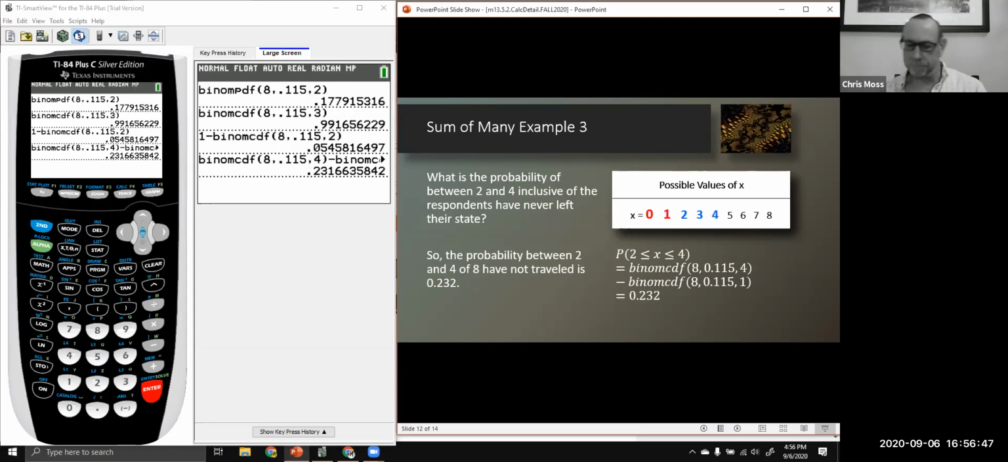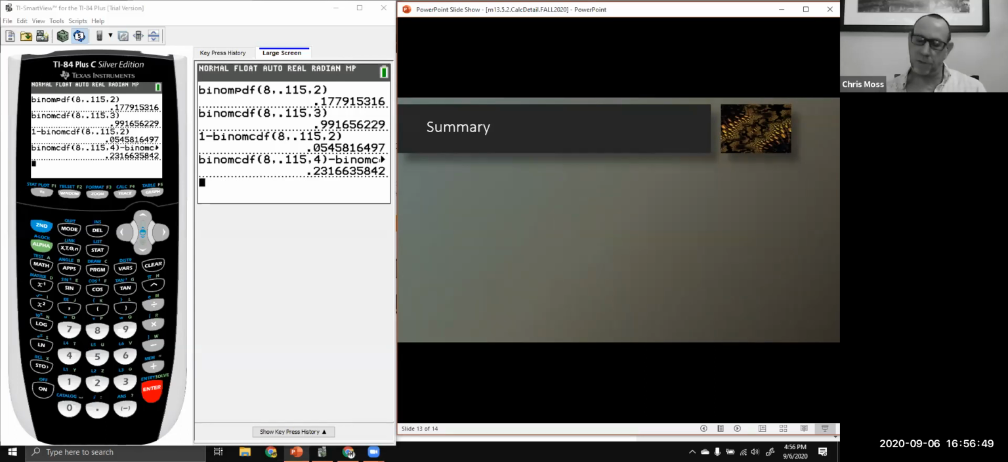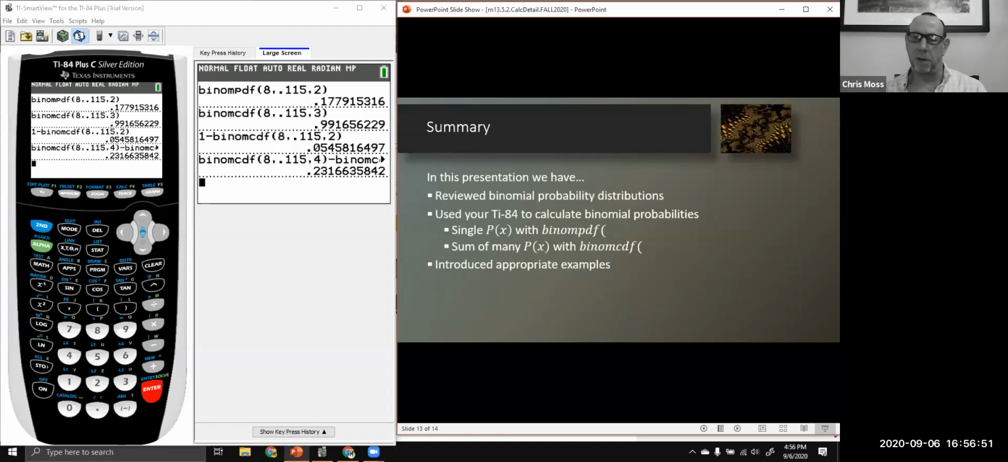So there you have it. You've seen a review of the basics of the binomial distribution. You've also seen how to use your calculator now to calculate binomial probabilities, single P of x being the most straightforward, the sum of many being the one with the most choices to make. You've got to set those guys up correctly. You also have a number of examples to look at. Hopefully that's going to really help as you work your way through the chapter 5.2 material.